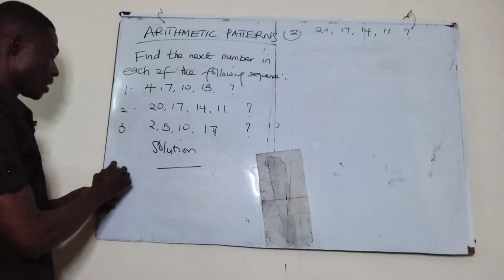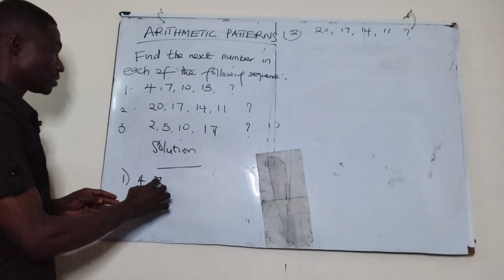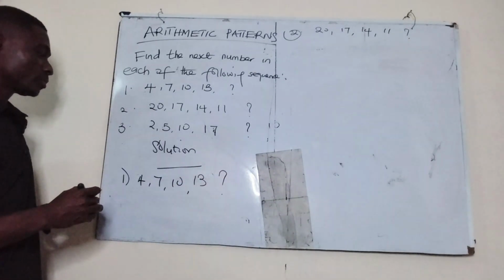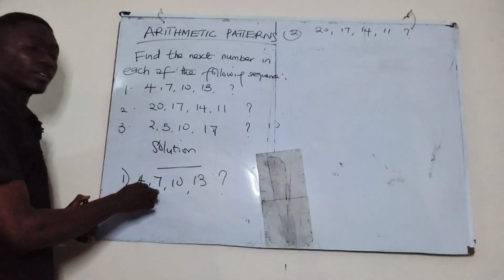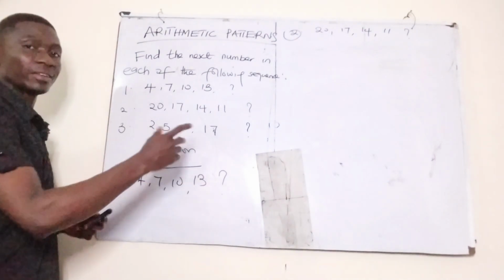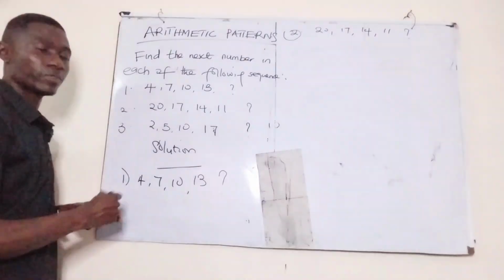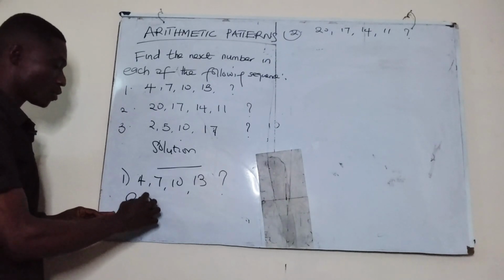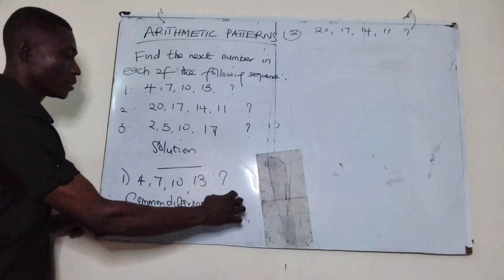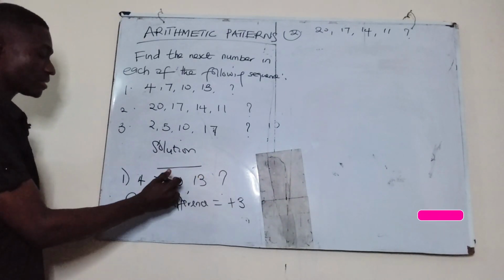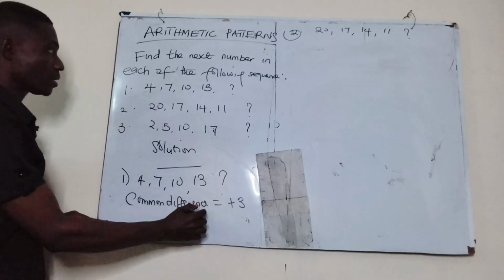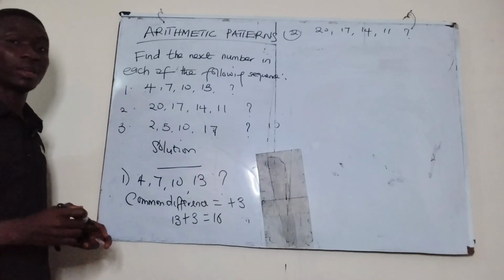We are being told that this is 4, this is 7, this is 10, this is 13, and we're being asked for the next number. We can clearly see that the difference between 4 and 7 is 3, 7 and 10 is 3, 10 and 13 is 3. So it seems there is a common difference across. Our common difference here is plus 3. Meaning the next number we should get is 13 plus 3, and that will obviously give us 16.